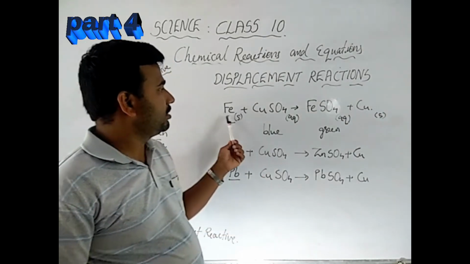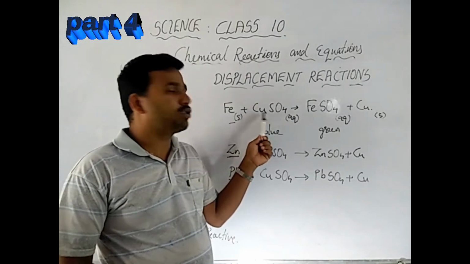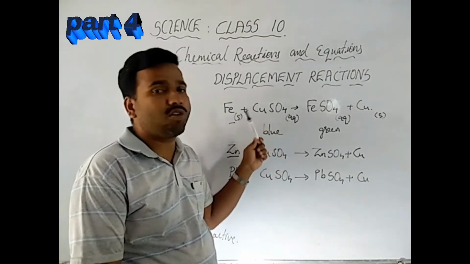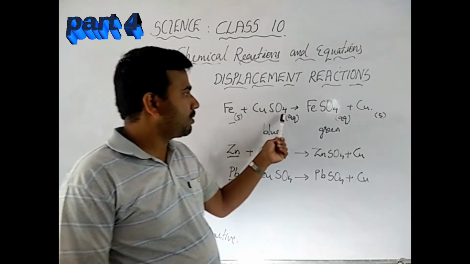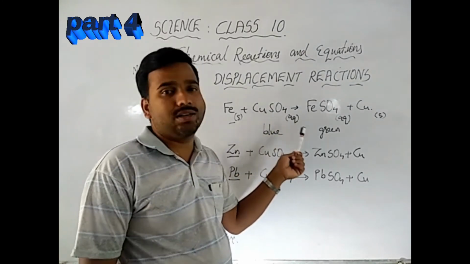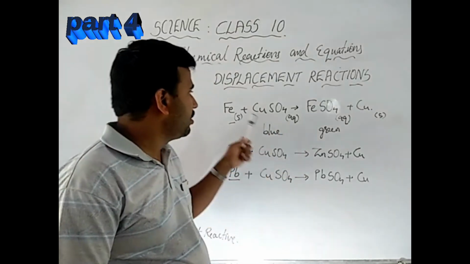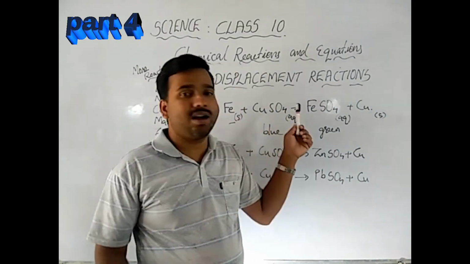Look at this equation. Here we are putting an iron nail into copper sulfate solution. We have already seen copper sulfate solution. What is the color of copper sulfate solution? Blue. So to this blue aqueous solution of copper sulfate, which we already discussed is a solution of copper sulfate crystals in water, we are adding an iron nail. So what will happen after some time?